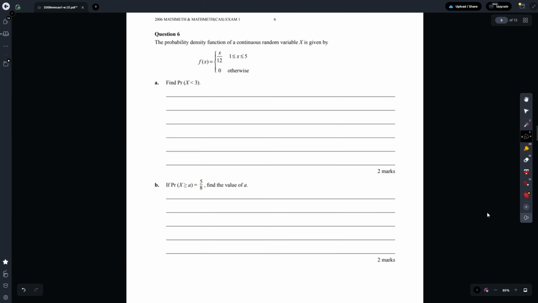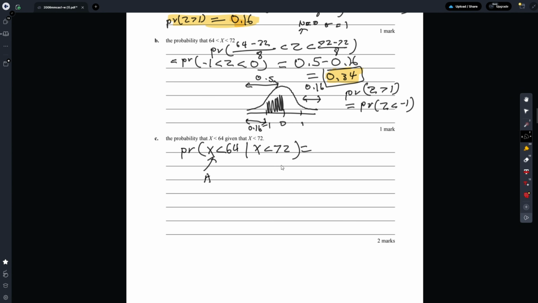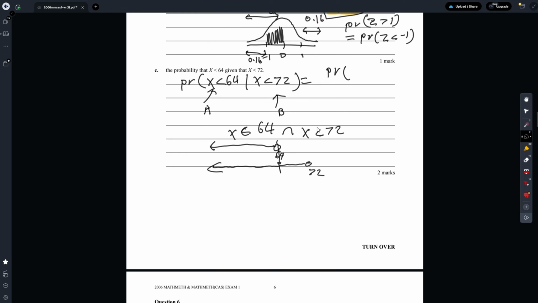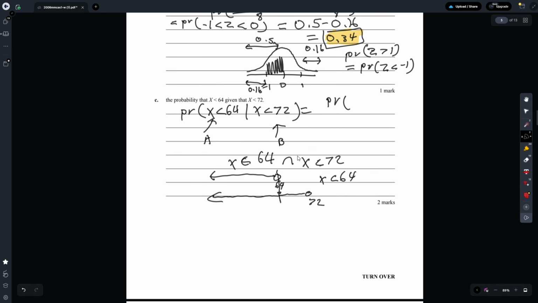In this case, this would be our A, and this would be our B. So what is the probability of A intersect B? X is less than 64 intersect X is less than 72. If you're not sure, you can always draw out a number line. Let's say this is 64, and 72 is greater than 64. They intersect at this point right here, when X is less than 64. Intersection just basically means when they meet up. So X less than 64 intersect X less than 72 is the same thing as X less than 64, divided by the probability of B, which in this case is X less than 72.